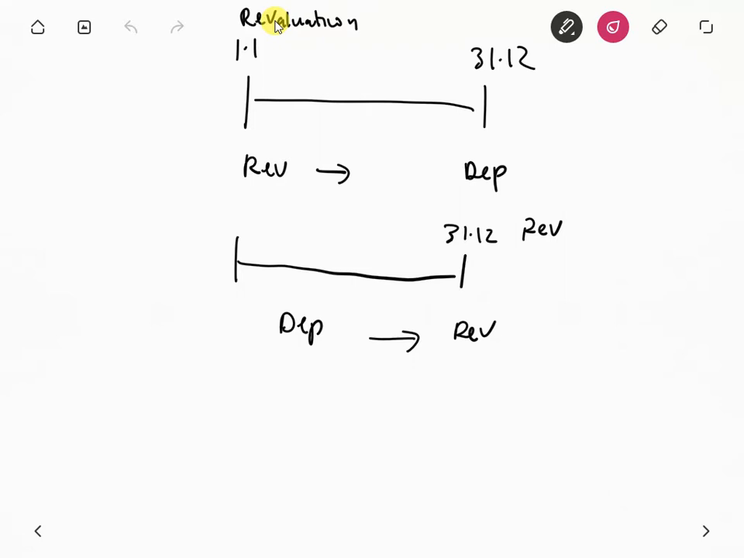Another type will be, they tell you, we revalue at the end. Means from beginning until the end is still the old value. Our depreciation will be based on the old value. After you depreciate, only you revalue. Okay? Revalue, then depreciate. If it's at the beginning. If the revaluation is at the end, depreciate first, then only revalue. So the date of revaluation, very important.